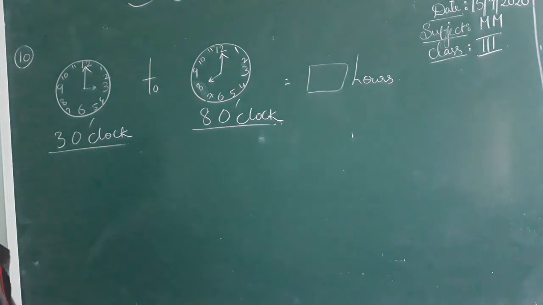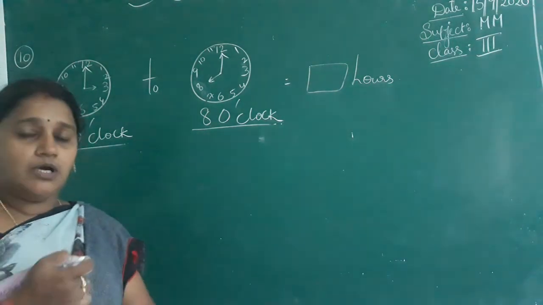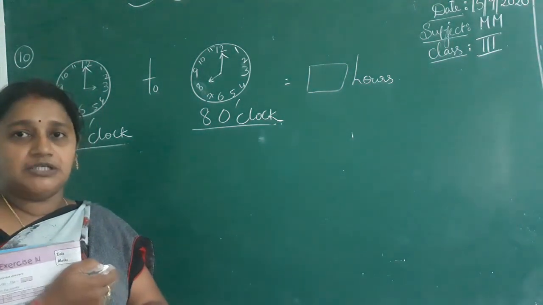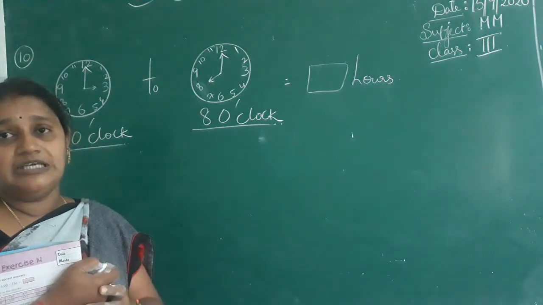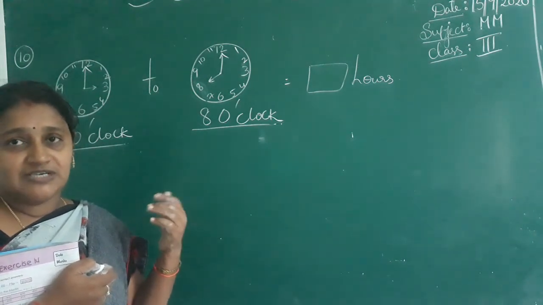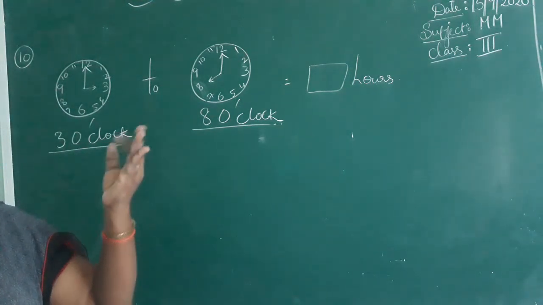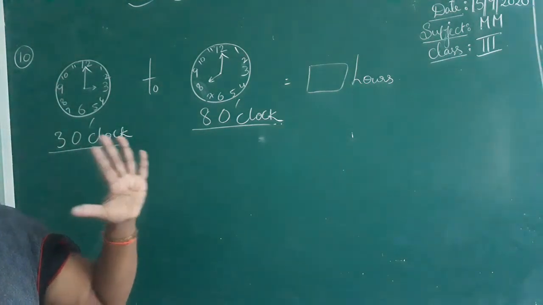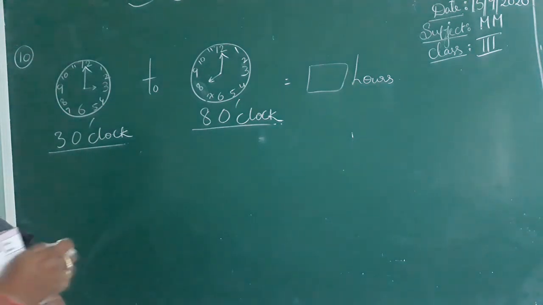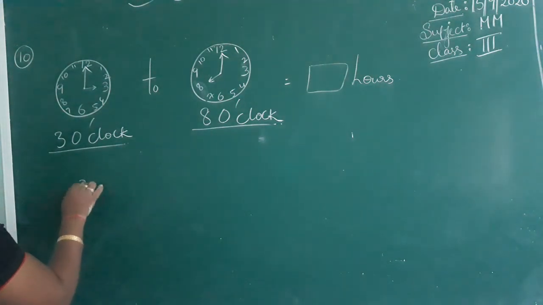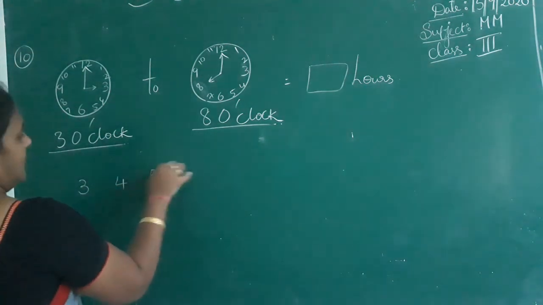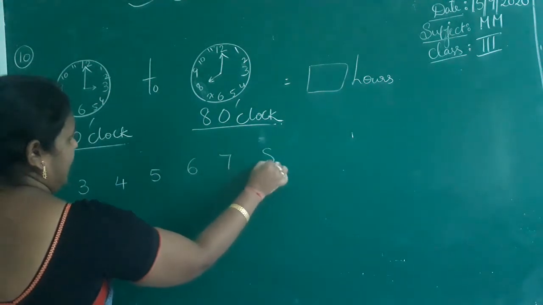How many hours? After 3, what number will come? We have to count the hours. So after 3, what will come? 4, 5, 6, 7, 8. Total how many hours? 5 hours. Write the numbers: after 3, 4, 5, 6, 7, 8.